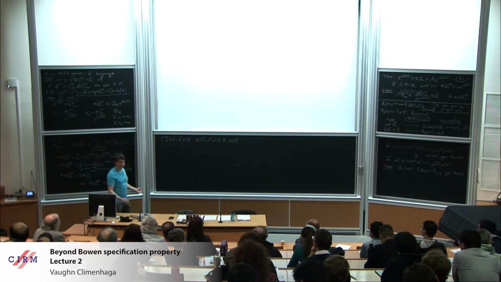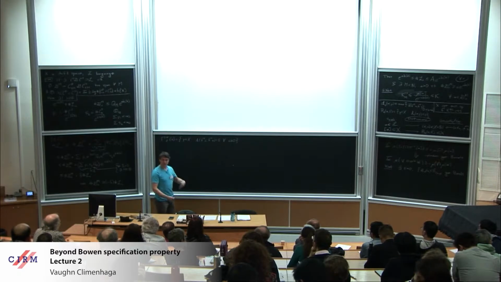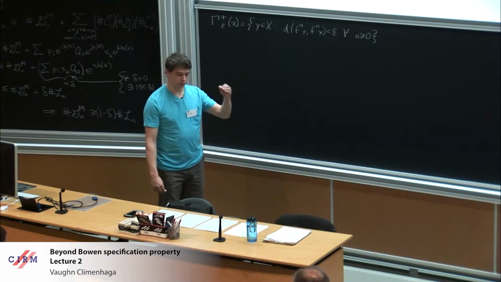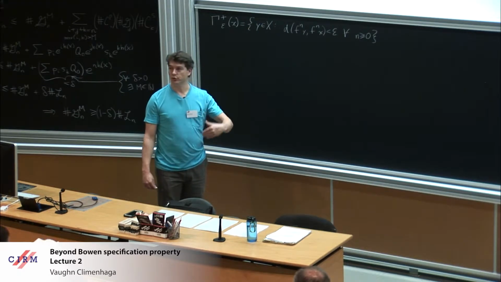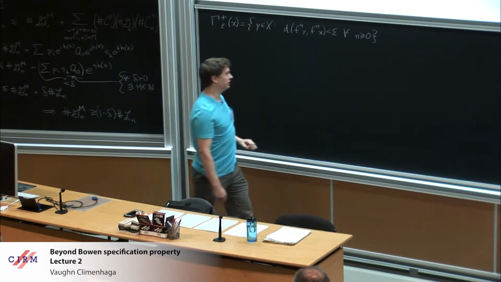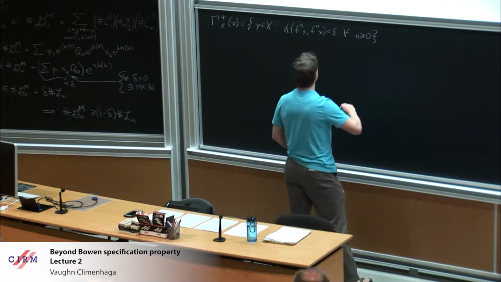And of course, in the setting of a hyperbolic set, this would just be the local stable manifold, right? So if you have a hyperbolic set, this is the local stable manifold. If you have a uniformly expanding map, then this is a single point. And that's one property that will suffice for this.